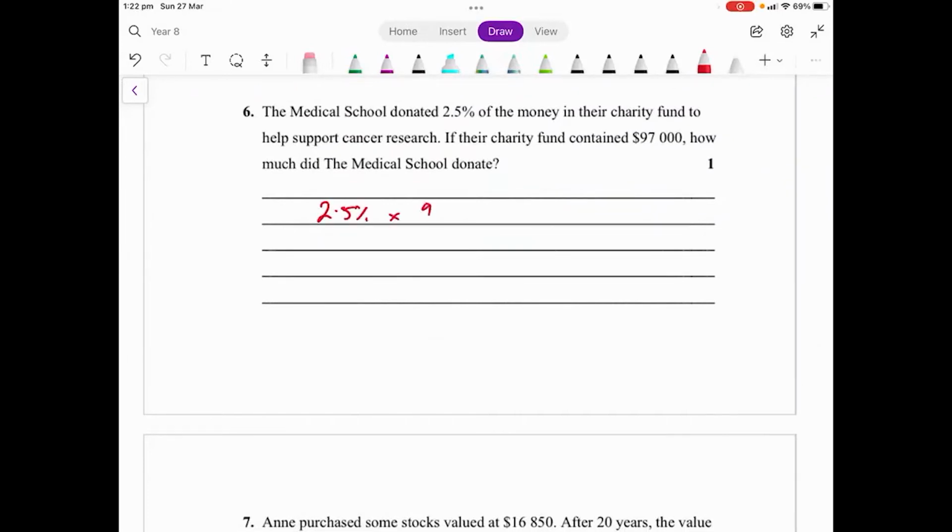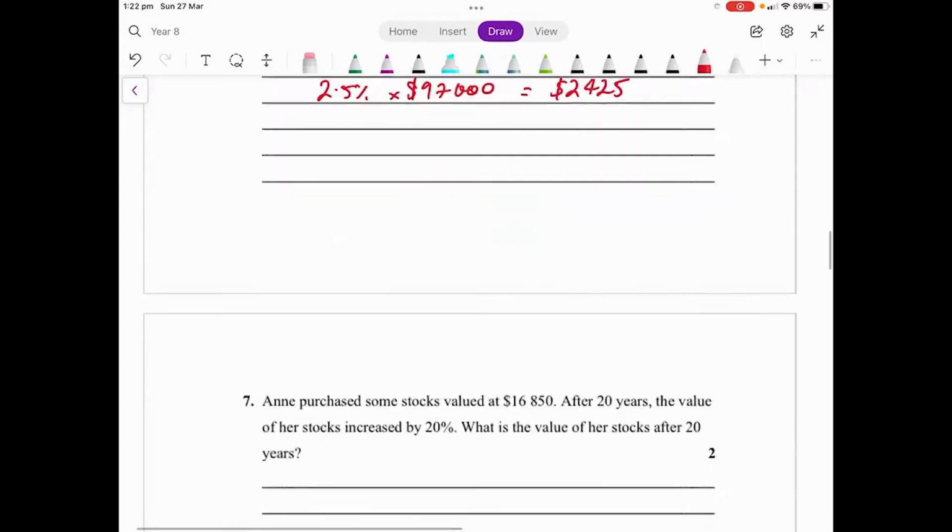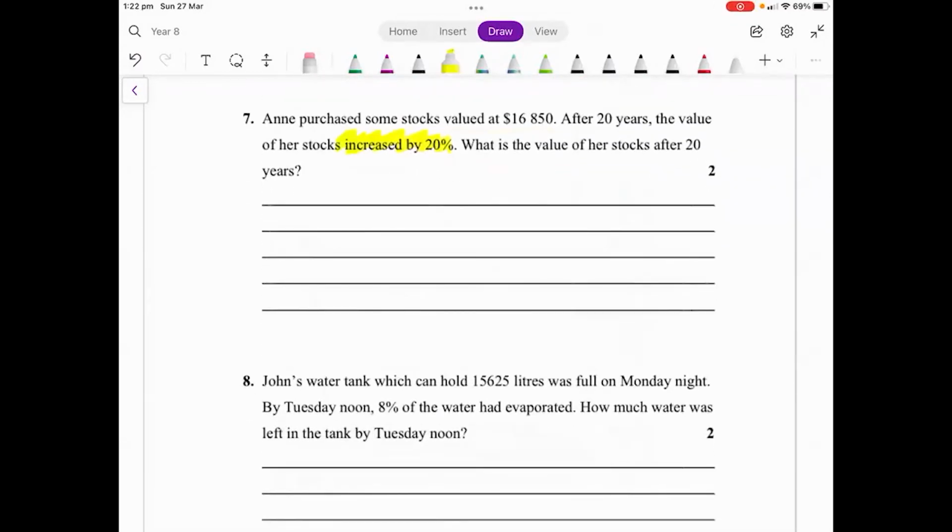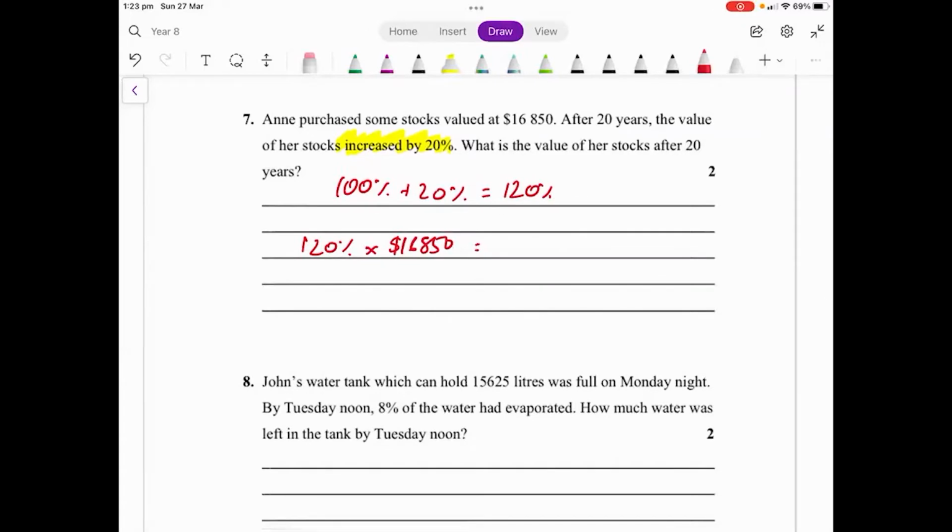Question 6 says that the medical school donated 2.5% of $97,000. Of means times, so you just do 2.5% times 97,000 and you get your answer. Question 7 says $16,850 was increased by 20%. Our magic starting number is always 100%. When you increase it by 20%, you have 120%. So we do 120% of 16,850. Remember, of means multiply, so you multiply those two together to get your answer.